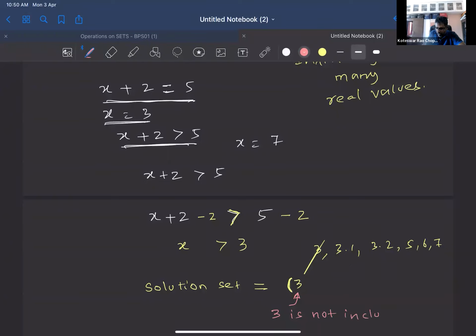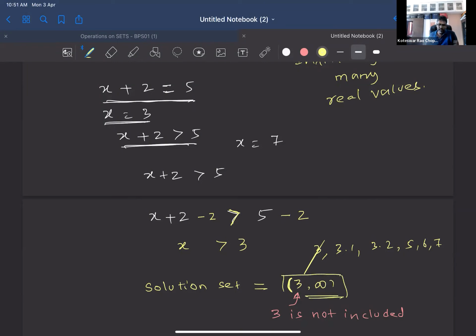3 is not included, and anything after that is included. Any value which is even very slightly greater than 3 is included. After that, you put a comma, and all values greater than 3 are included till a very large value. That large value we call infinity. Infinity is a feeling that you have a very large number, so you just put the infinity symbol. You understand? So this is the interval notation. This is the interval.